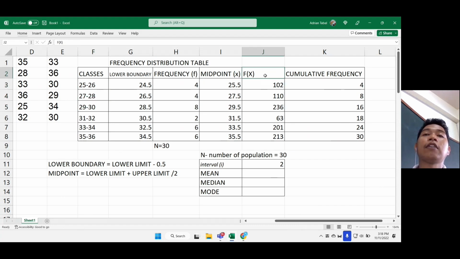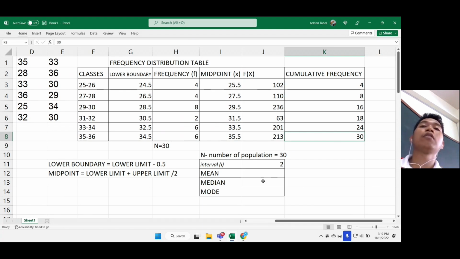Next one is the fx or f times x. Multiply frequency to midpoint to get fx. 4 times 25.5, that is 102. And for the cumulative frequency, we just copy the first one, 4. Add to the second frequency, which is 4. So 4 plus 4 is 8. 8 plus 8 is 16. 16 plus 2 is 18. 18 plus 6 is 24. 24 plus 6 equals 30.